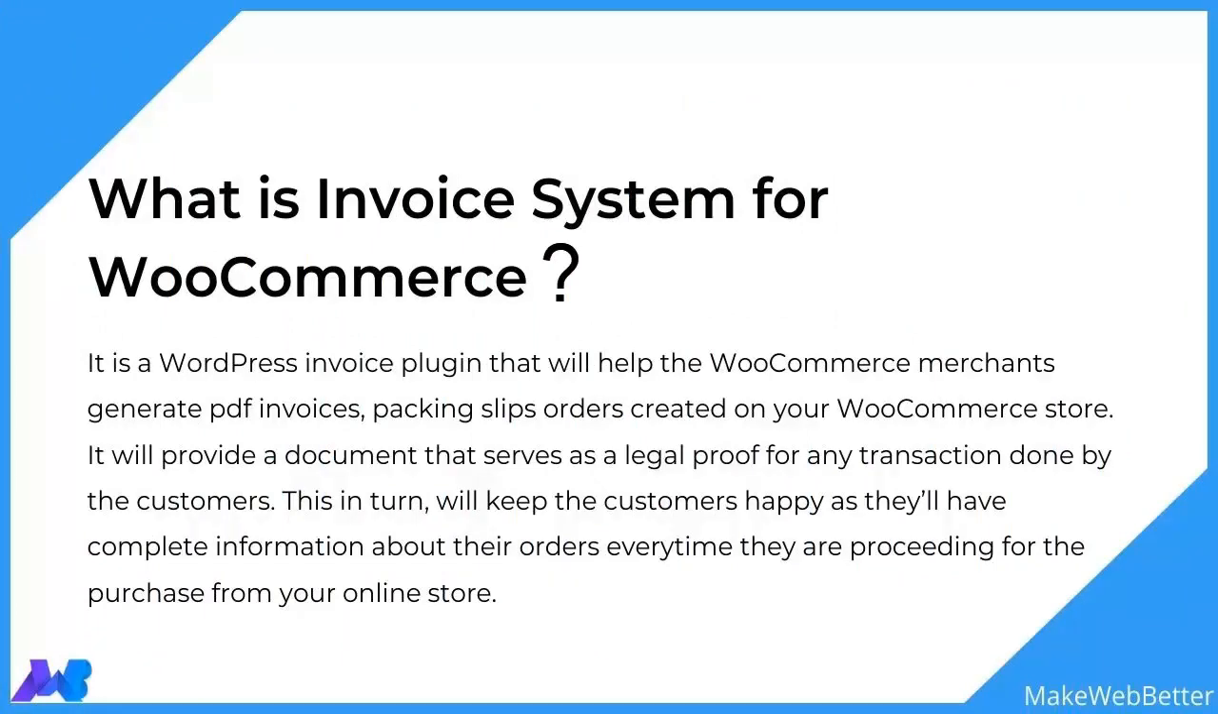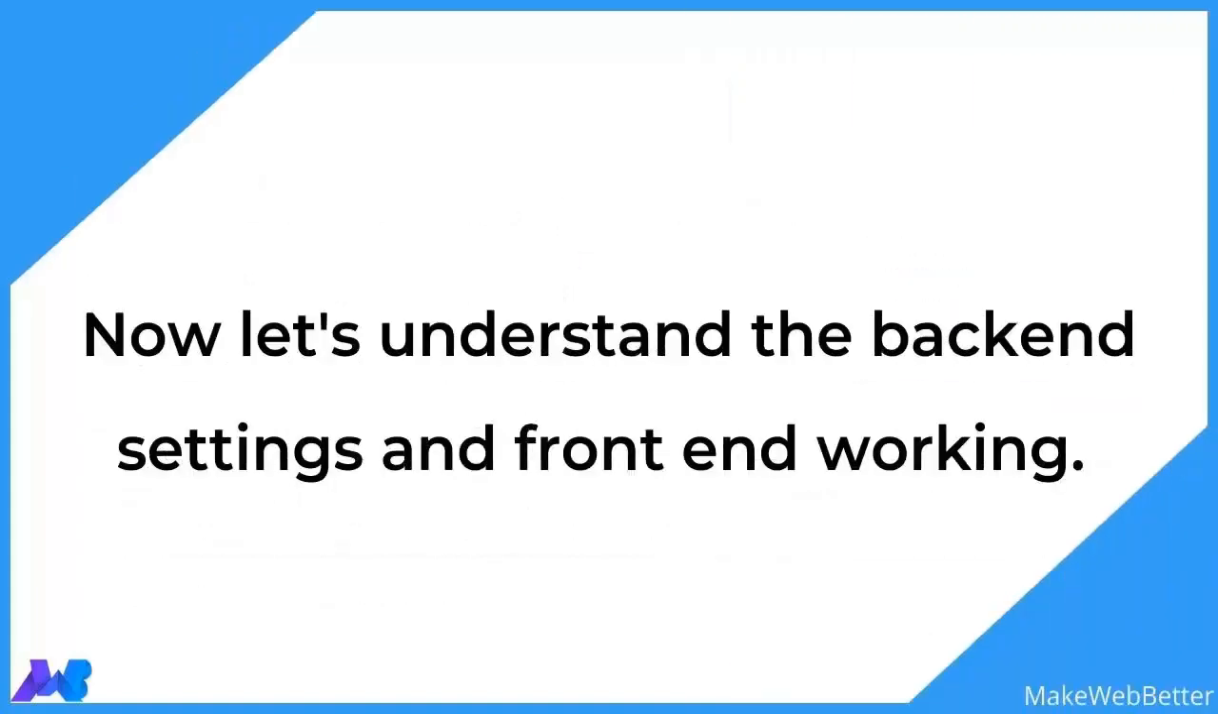What is Invoice System for WooCommerce? It is a WordPress invoice plugin that will help WooCommerce merchants to generate PDF invoices and packing slips for each order created in the WooCommerce store. It will also help online merchants to provide a document that serves as legal proof for any transaction, be it sales, purchase or refund done by the customer. This in turn will keep the customers happy, as they will have complete information about their orders in the form of a PDF generated invoice.